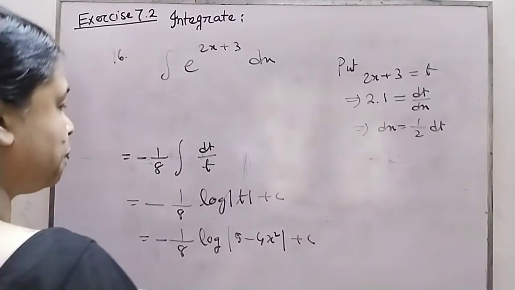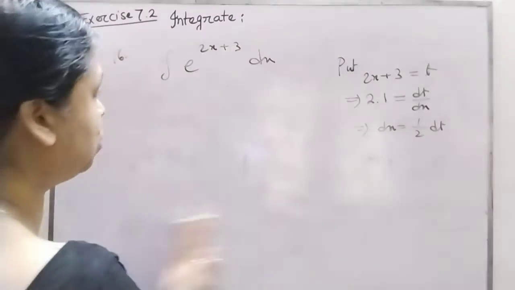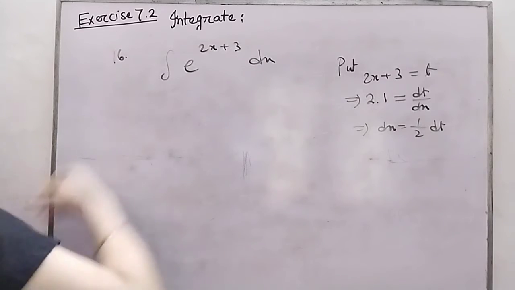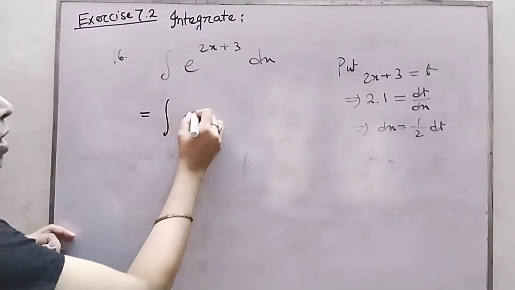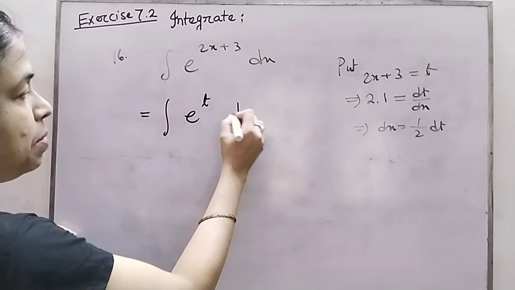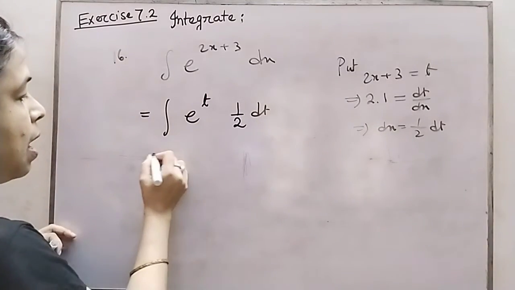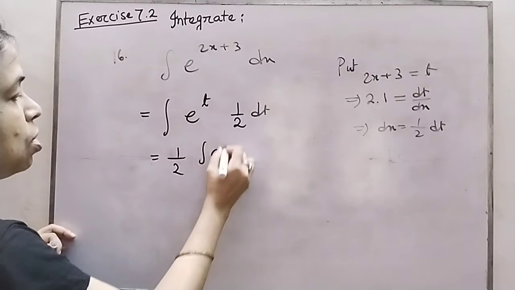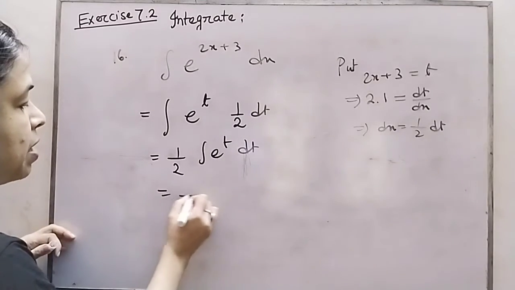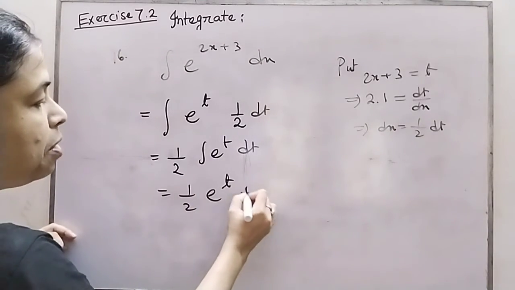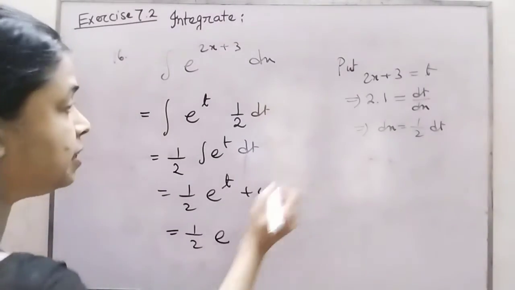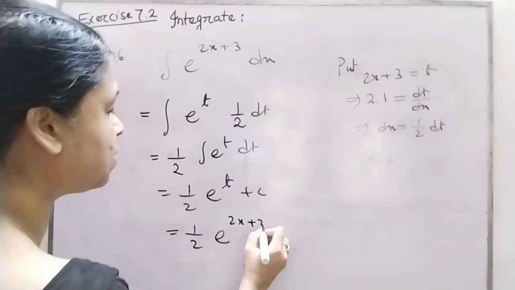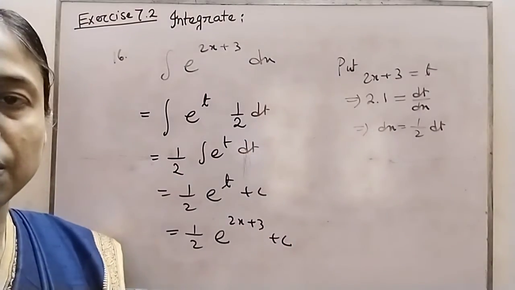Now I'll use the substitution here in the integrand. On substitution in the integrand, it will be equal to e to the power t, and in the place of dx, this can be written as half dt. Half is outside the integration of e to the power t dt. And what is the integration of e to the power t? E to the power t plus c. And that is equal to half e to the power, since t is twice x plus 3, plus c. Okay?